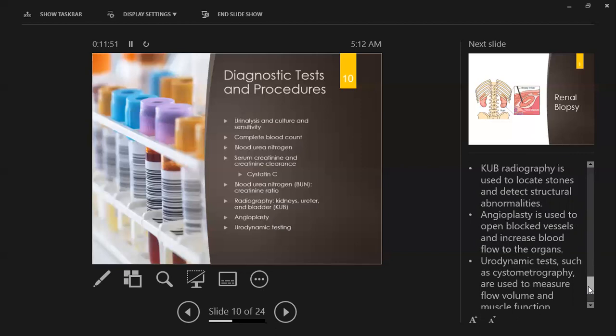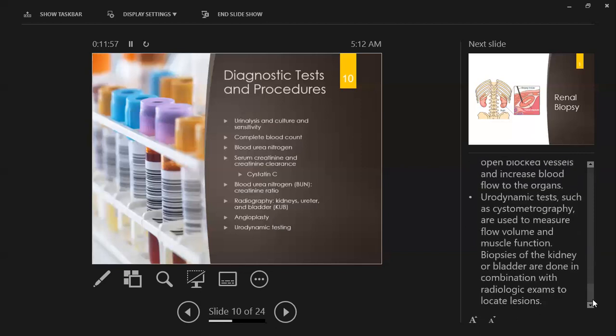And then urodynamic testing. Urodynamic testing, like cystometrography, is used to measure flow volume and muscle function, especially if a patient has a history of incontinence. We may do some urodynamic testing to see what the actual failure or leakage is. Biopsies of the kidney or bladder may be done in combination with other radiologic exams to locate lesions on the kidney and be more diagnostic for potential neoplasm.